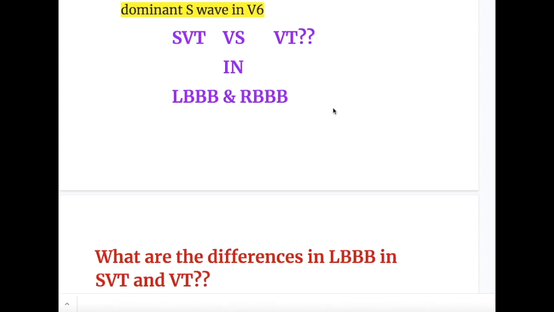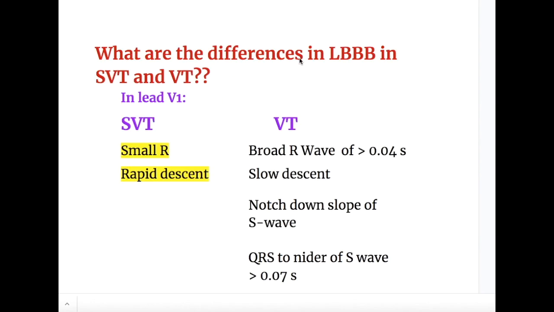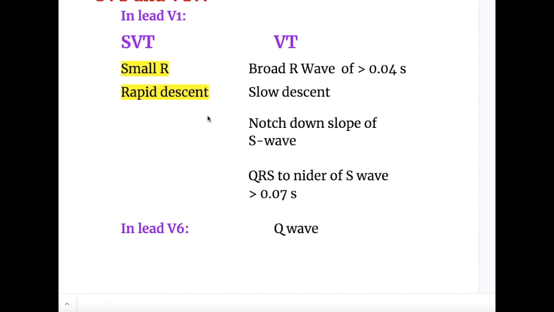Now we will discuss the differences in the features of ventricular tachycardia and supraventricular tachycardia in the left bundle branch block and the right bundle branch block. First, the differences in the left bundle branch block, which we will see in chest leads V1 and V6. In supraventricular tachycardia in left bundle branch block, we have a small R, and in ventricular tachycardia, we have a broad R of more than 0.04 seconds.